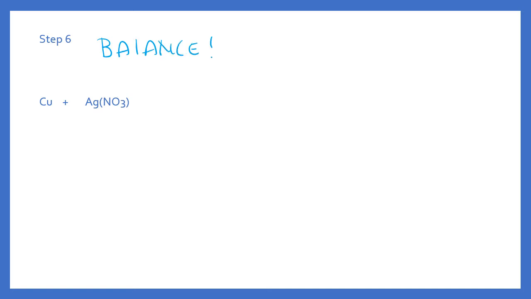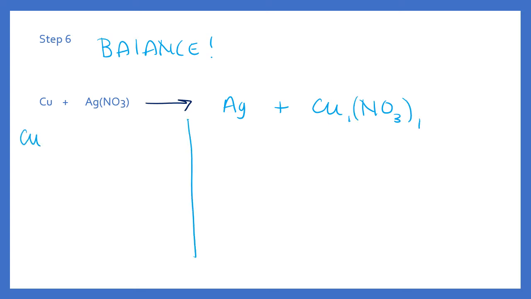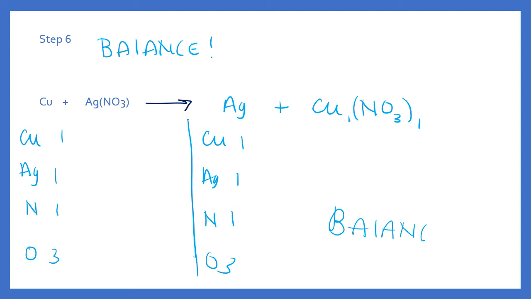Okay. So let me write out our equation again. Ag plus Cu1NO3 1. All right, so I have Cu, Ag, N, and O on each side. Cu is 1, Ag is 1, N is 1, O is 3. Ag is 1, Cu is 1, N is 1, O is 3. And we are balanced just by chance, but that's fantastic. All right, cool. Let's go do some practice.